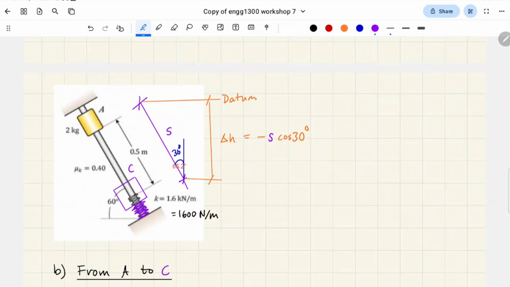Regarding the compression of the spring, max compression of the spring, that'll be this, right? So instead of calling it delta x, because I want everything with the same variable name so that we can solve for one unknown, we have to look at the geometry, right? So this is S, this is 0.5, and so that bit here is going to be S minus 0.5, right?